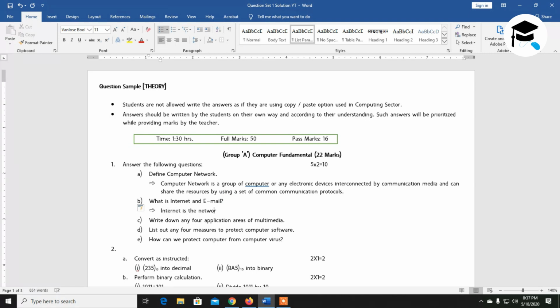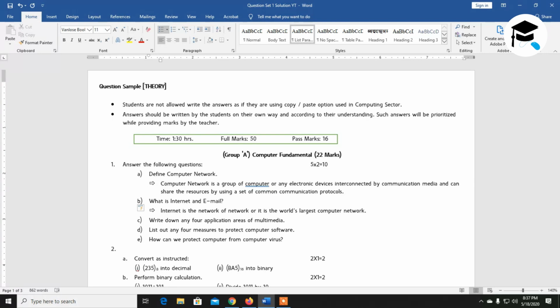Internet is the network of network. You can say in this, internet is the network of network, or it is the world's largest computer network.